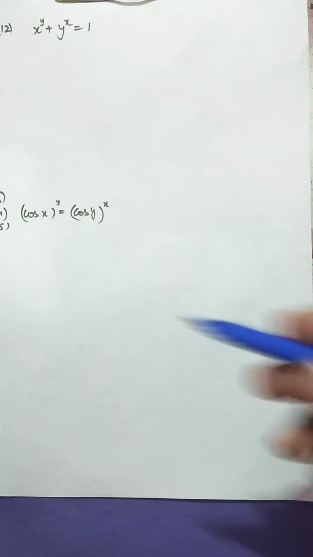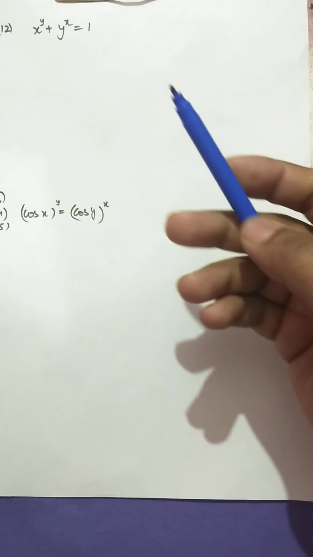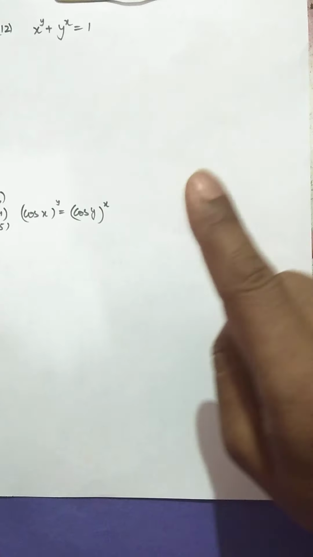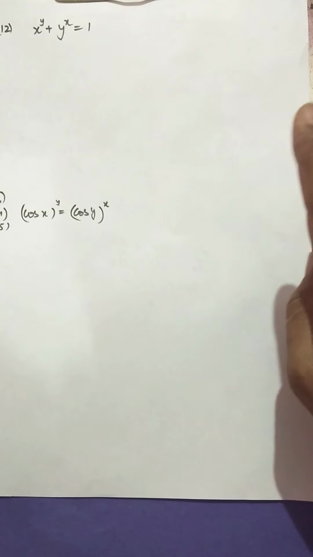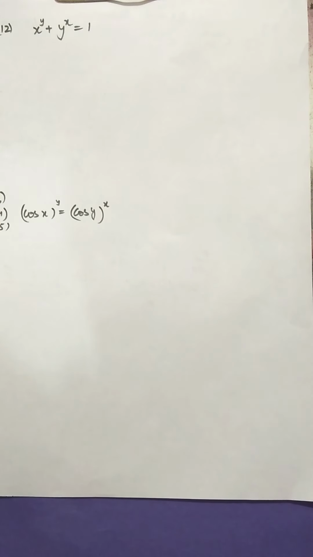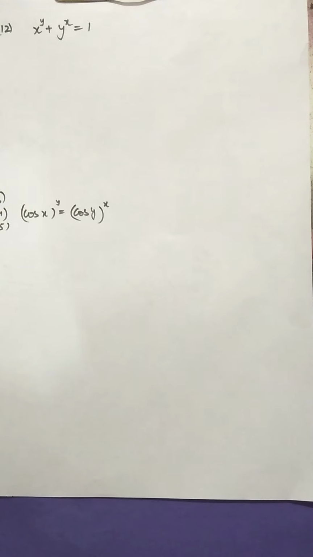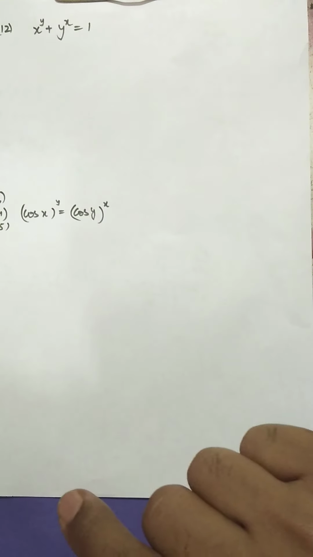Now consider question number 12. This is x exponent y plus y exponent x equal to 1. If in this question you take log on both sides, it will not help you. Why? Because for log you have two properties: log ab, which is equal to log mod a plus log mod b, and the second property that log a upon b is log mod a minus log mod b. So for plus, meaning log of a plus b, we don't have any property or law of log with the help of which we can expand this.